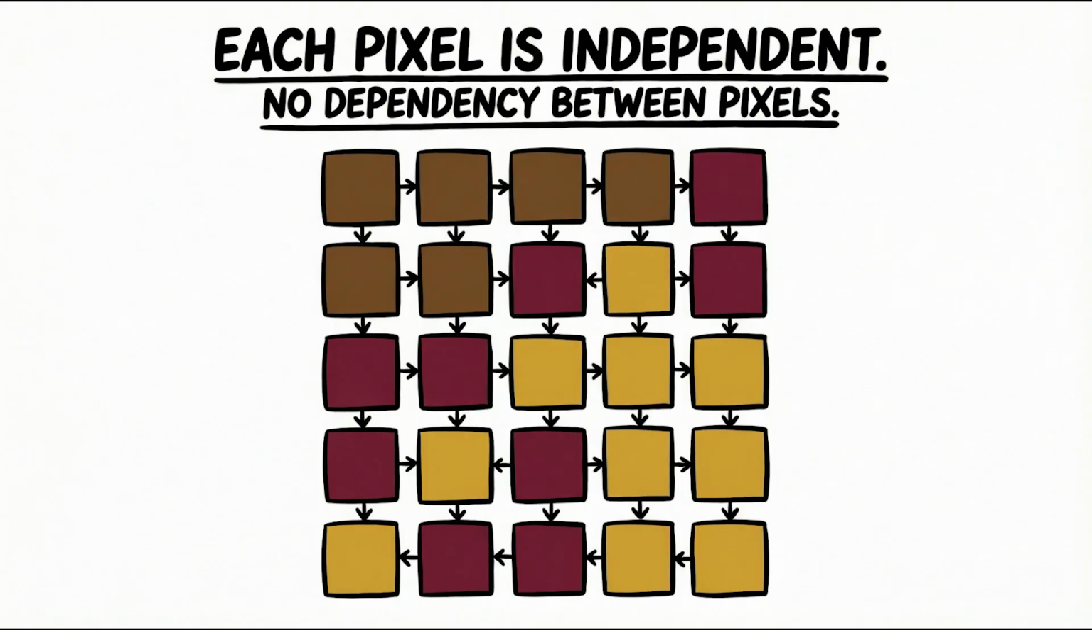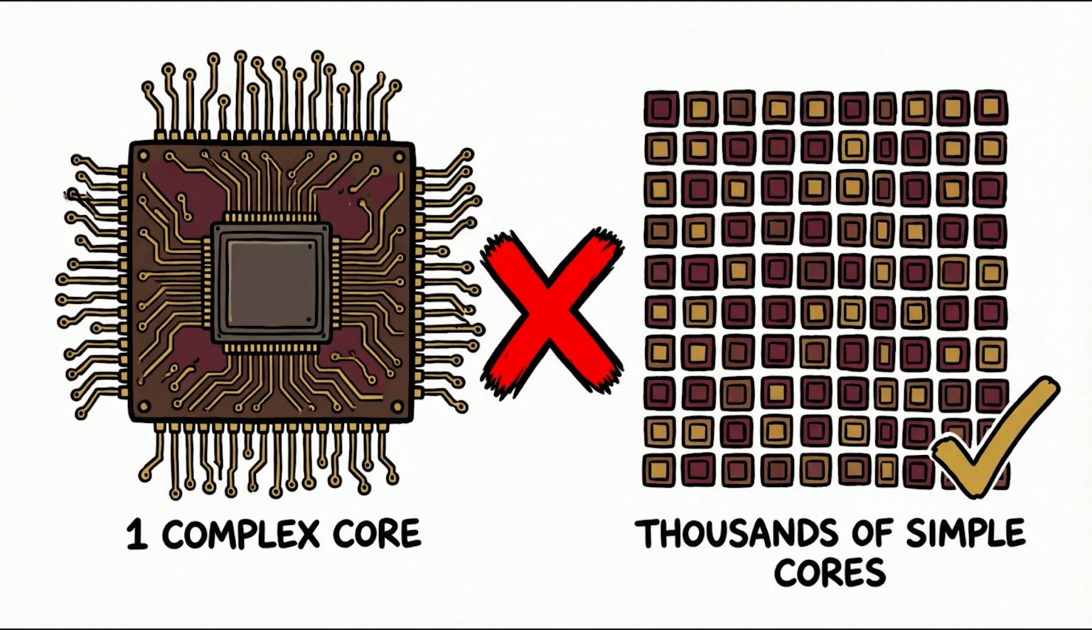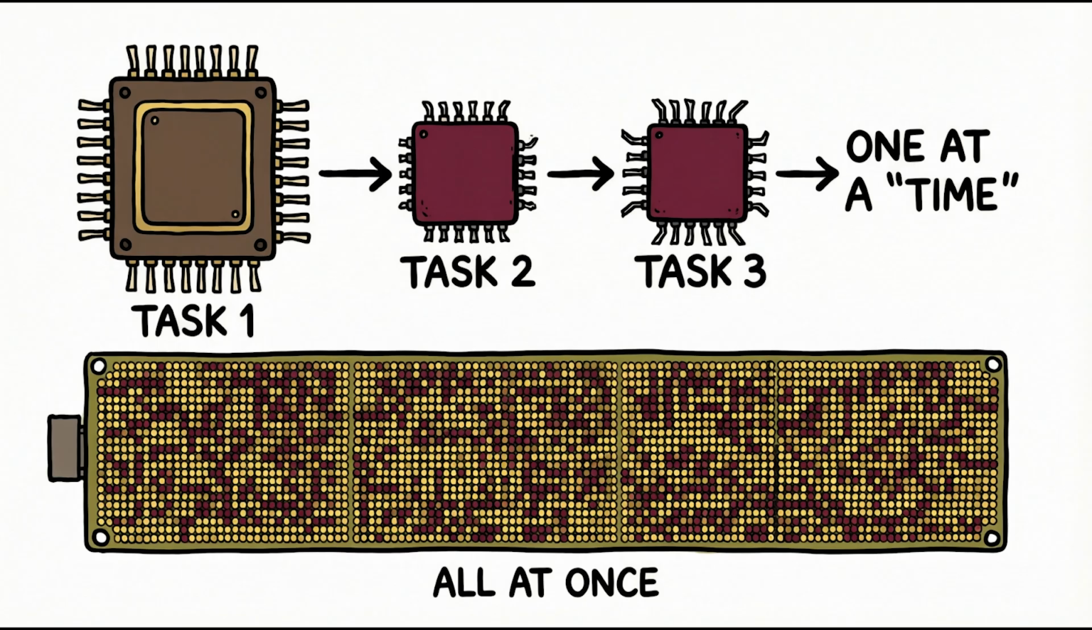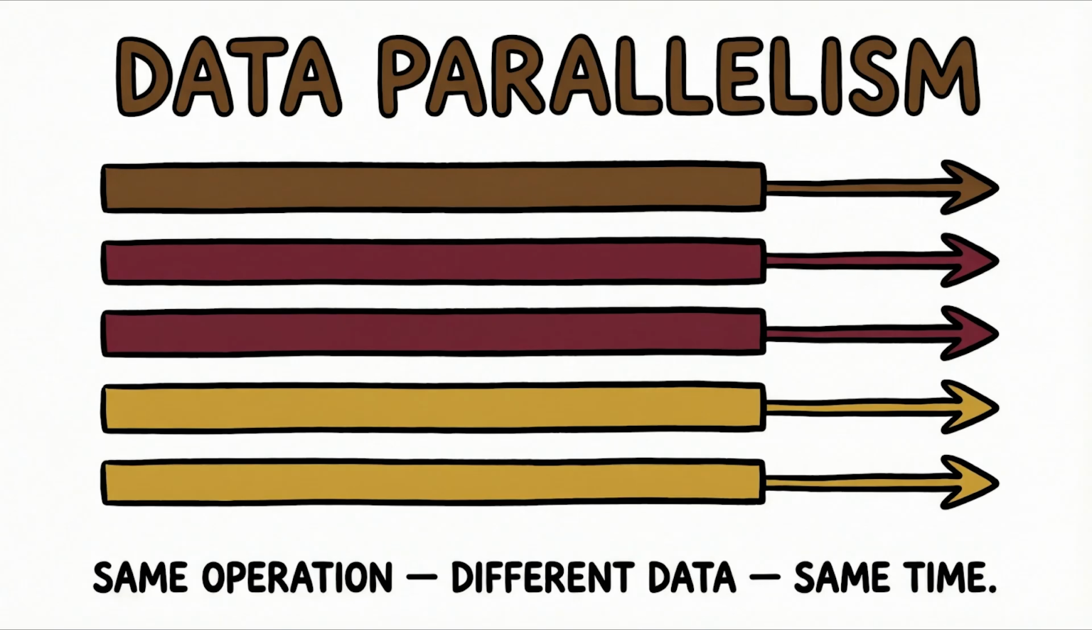But rendering a frame doesn't need any of that sophistication. The color of one pixel has no bearing on the color of another. Millions of pixels can be computed entirely independently. What graphics needed wasn't a smarter processor. It needed thousands of simpler processors running simultaneously. This insight led to the GPU. Instead of a handful of powerful cores handling tasks one after another, a GPU uses thousands of simpler cores all doing the same operation on different pieces of data at the same time. This is called data parallelism, and graphics workloads are nearly perfect examples of it.